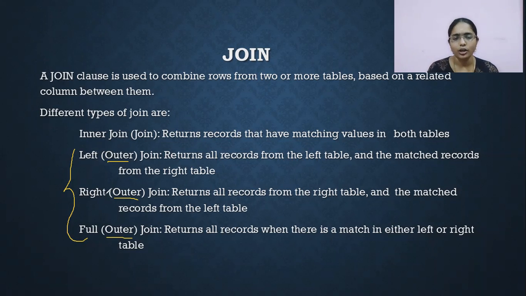In case of full outer join, it returns all the records from the tables, whether matching or not. Clear with it? These are the different types of join. We'll go ahead with them one by one and their implementation.